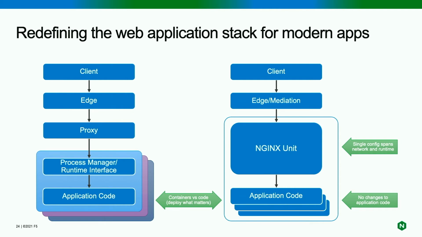So if you need to serve HTML, JavaScript, stuff like that, that's all in a single configuration and network runtime. And again, being an API, and I'm going to get into how the API works, you can just issue one API call to configure one or multiple applications sitting behind NGINX Unit.